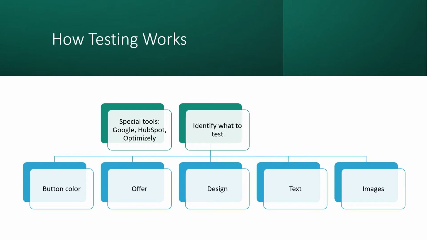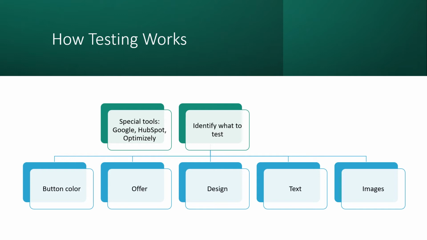So how does testing work? Well, first of all, there's a variety of different special tools. Google offers its own testing tools, as do popular CRMs like HubSpot, and there are popular standalone testing tools like Optimizely, although Optimizely also does have increasingly some CRM components. So regardless of how you want to do your testing, whether you want to use an analytics tool like Google, you have a CRM like HubSpot that has it built in, or you use a freestanding one, there are tools there at every price point.